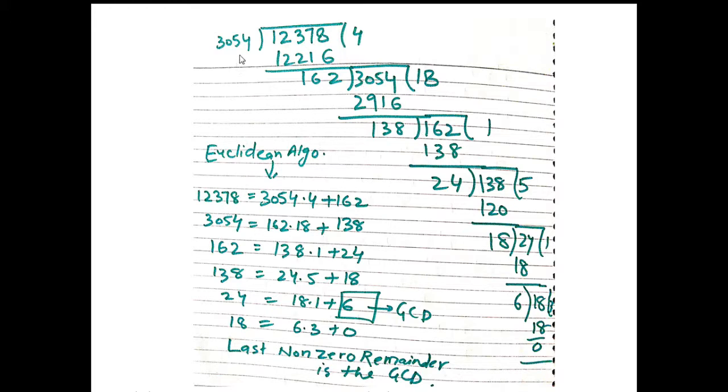12378 = 3054 × 4 + 162. Then 3054 = 162 × 18 + 138, then 162 = 138 × 1 + 24, and so on. You write all these steps. The last non-zero remainder, which in this case is 6, is the GCD of the given two numbers. Just writing in this way is called the Euclidean algorithm.